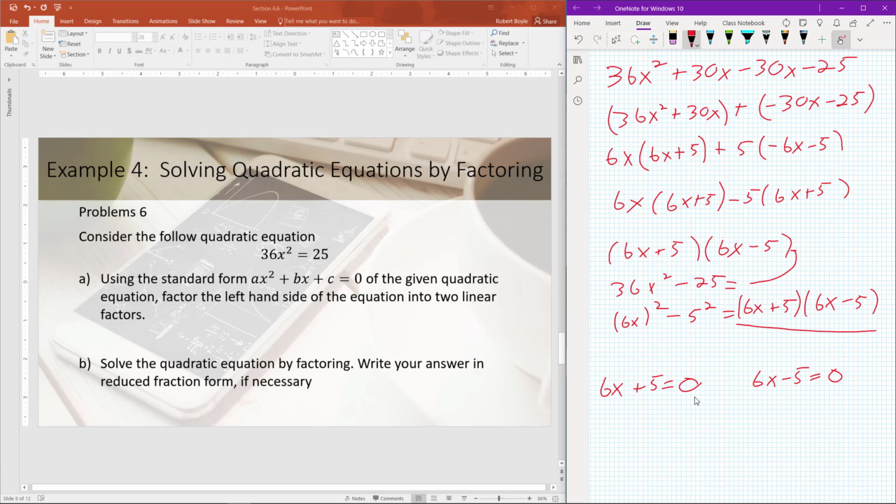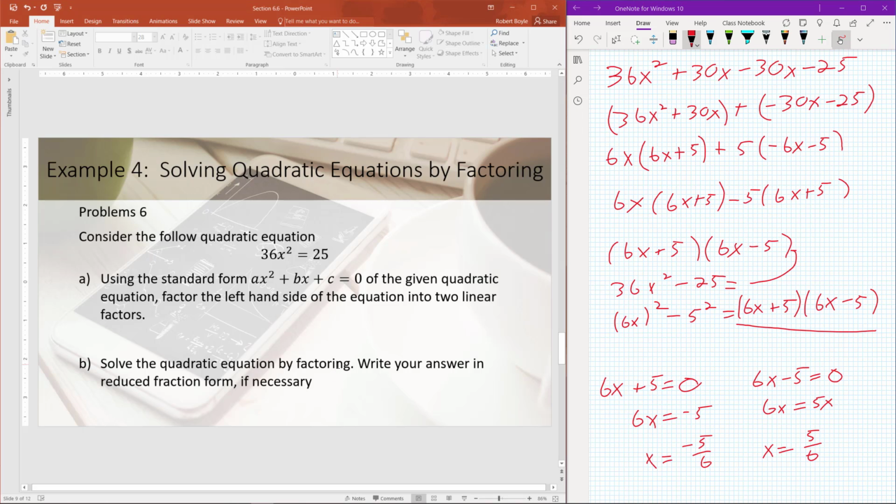Okay, solving this, we would subtract 5 from both sides. That will give us 6x is equal to minus 5. Dividing by 6, we will have x is equal to negative 5 over 6. And then over here, I will have 6x is equal to 5 by adding 5 to both sides. Dividing by 6, I will have x is equal to 5 divided by 6. And that is our solution for example 4.